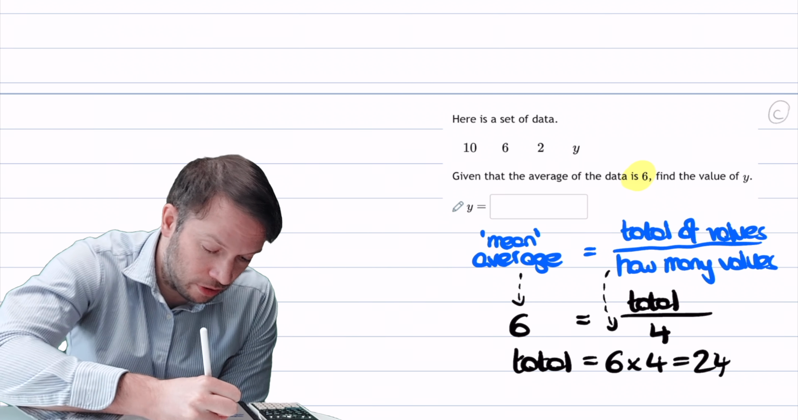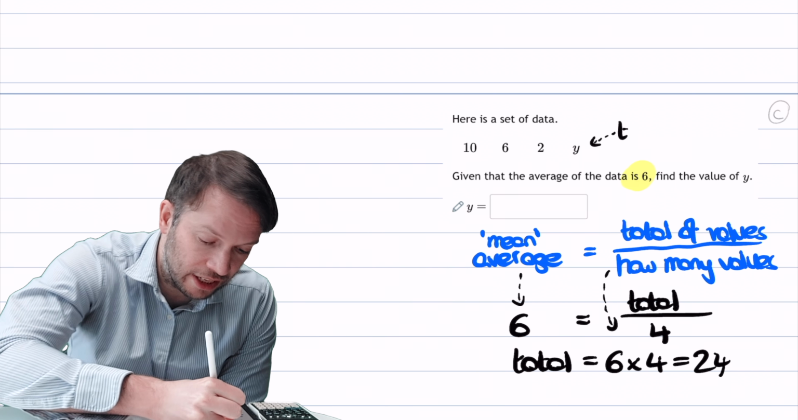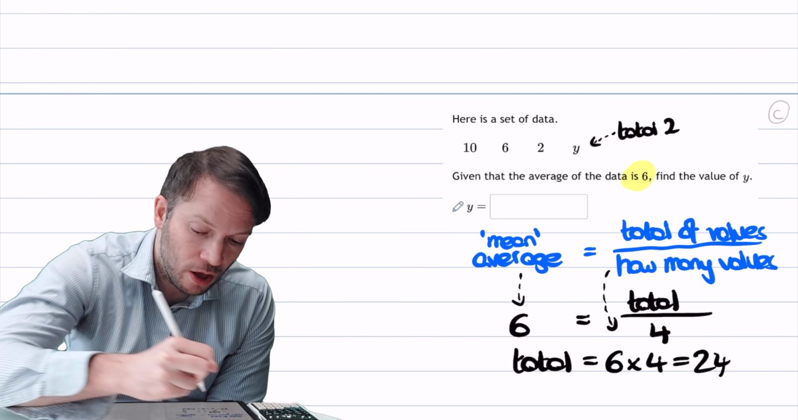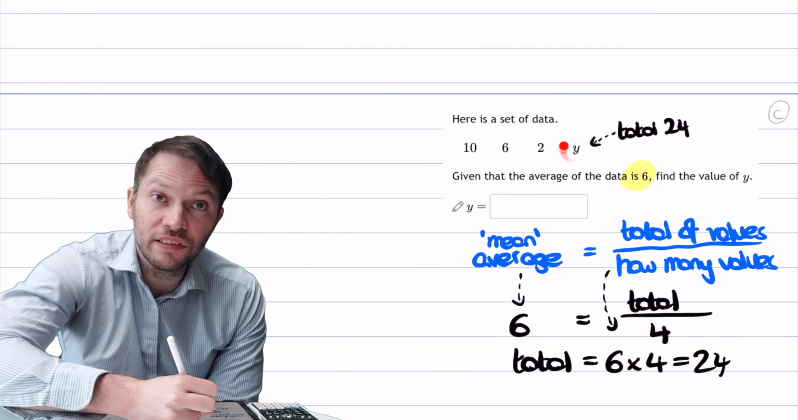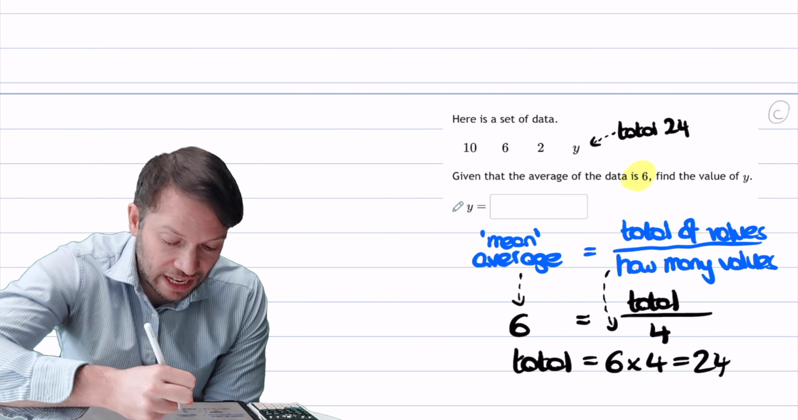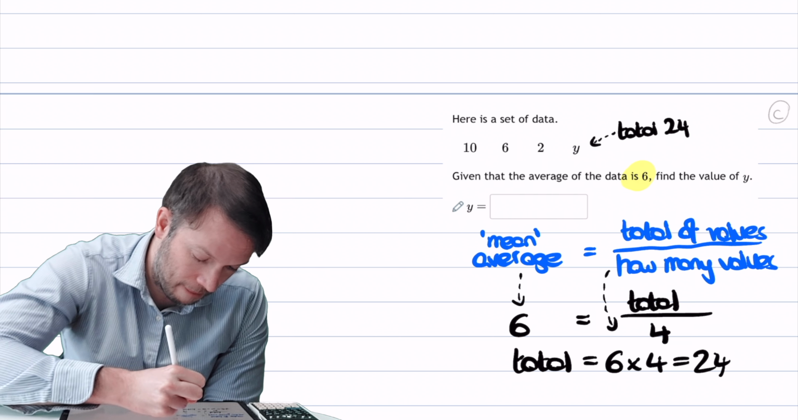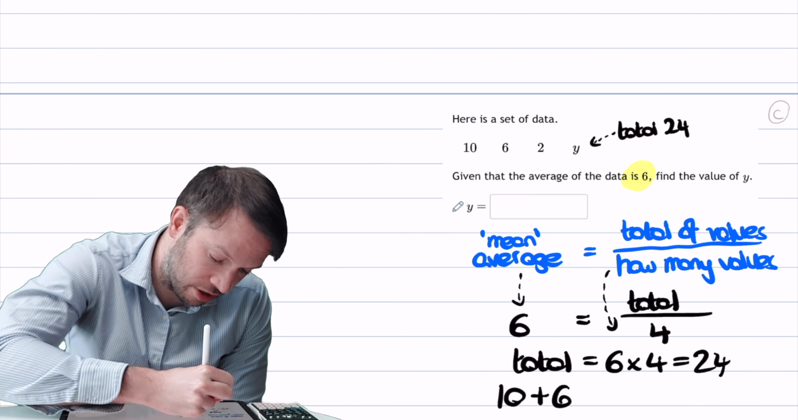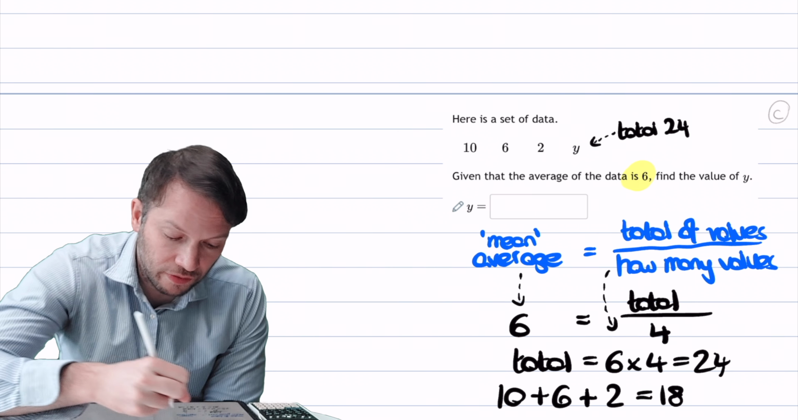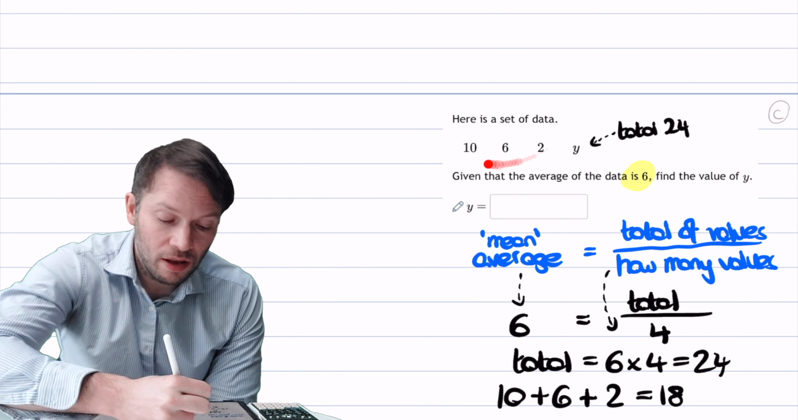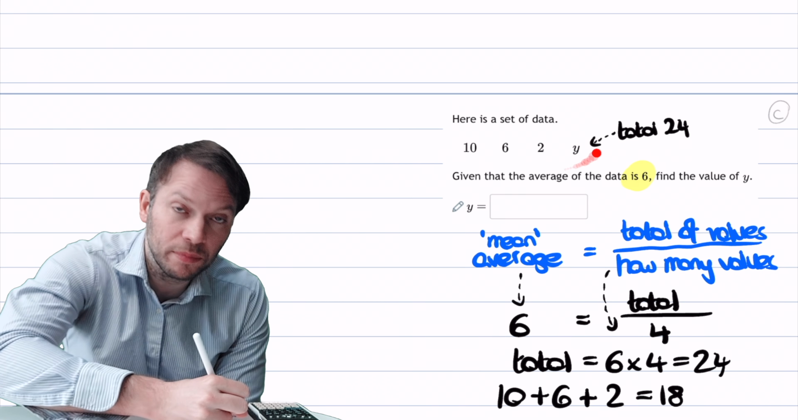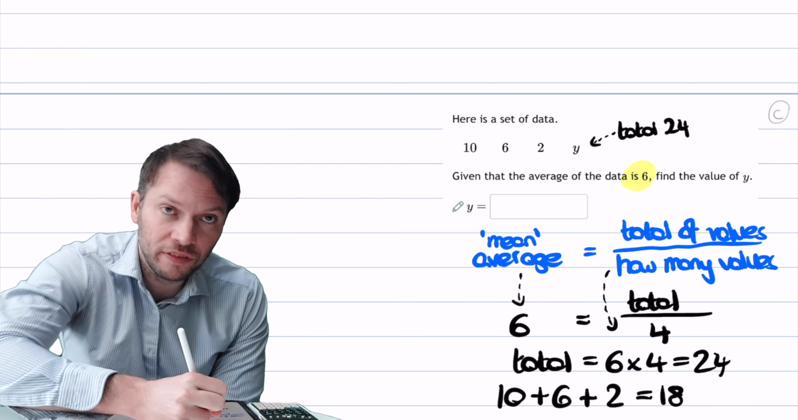Now, if we know the total of these values is 24, we could use that to work out this unknown value here. Now, if we just add up these three values here, 10 plus 6 plus 2, that is equal to 18. So these three numbers add up to 18, but all 4 of the numbers add up to 24. What's that last value going to be?